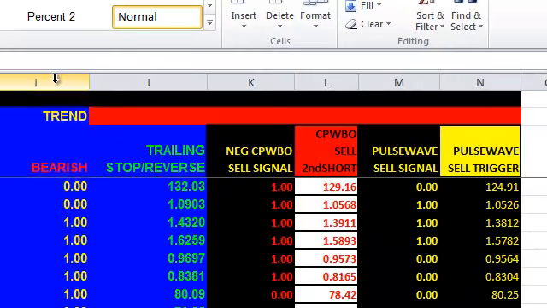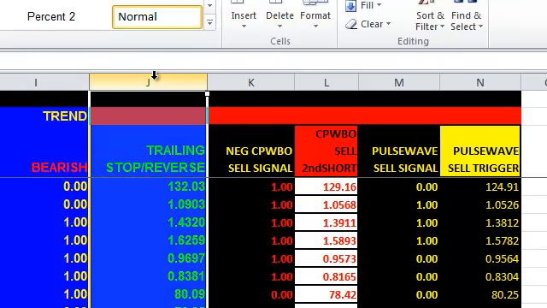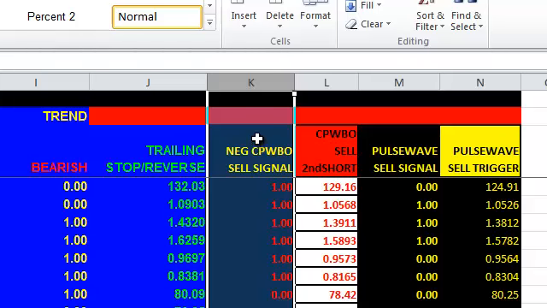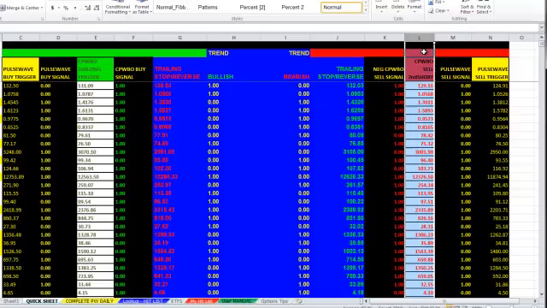Moving over to the selling short system, column I is where that starts. This is your bear trend reading. If there's a 1 in the column, obviously the market is bearish. Column J is your stop and reverse. Column K is your negative confirmed pulse wave breakout sell signal. A 1 means you have a sell signal. If you have a sell signal, you go over to column L, and this is your sell short price trigger. This is where you enter the market. This is where you go short the market.